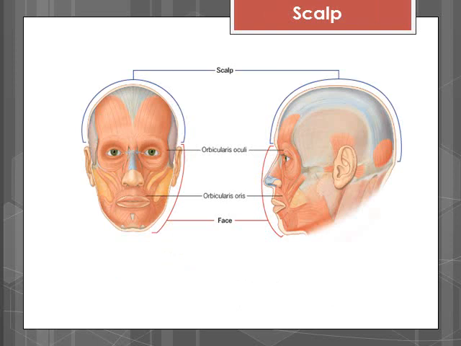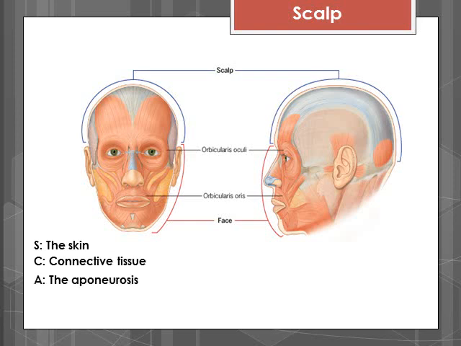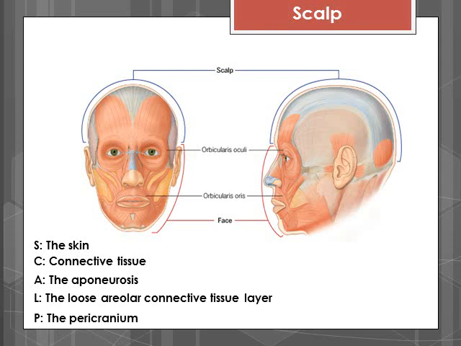We have an anatomical area called the scalp, that is bordered by the face from the front and by the neck from the sides and back. This area covers the superior, posterior, and lateral regions of the head. The scalp is formed of 5 layers: the skin, connective tissue, the aponeurosis, the loose areolar connective tissue layer, and the pericranium or the periosteum.